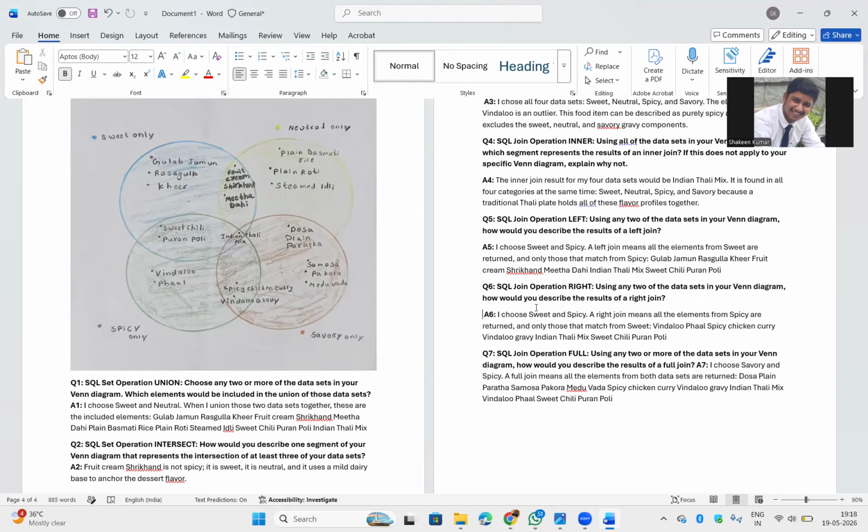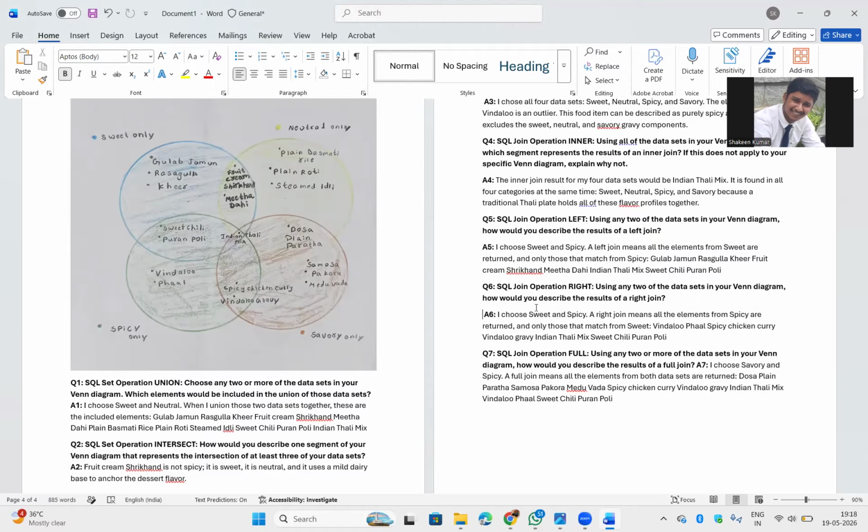And next, the final question, question seven. For this operation, full join, I have chosen savory and spicy. A full join means all the elements from both data sets are returned. So dosa plain, paratha, samosa, karamidu, and vada, spicy chicken curry, Vindaloo gravy, Indian Thali mix, Vindaloo, sweet chilli, and Puran Poli.